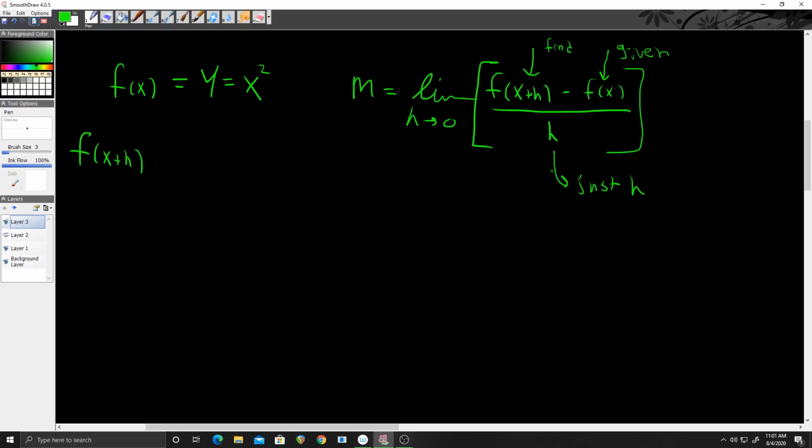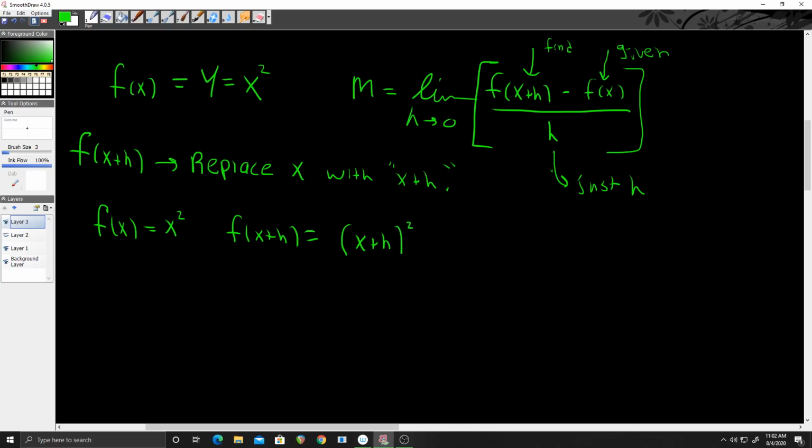F of x plus h, what that means is replace x with x plus h. Well, f of x is x squared. F of x plus h, just replace x with x plus h. We get x plus h squared. And thankfully, before we were in calculus, we took a bunch of courses in algebra. So x plus h squared is no big deal. We just take x plus h and write it twice and do the multiplication.